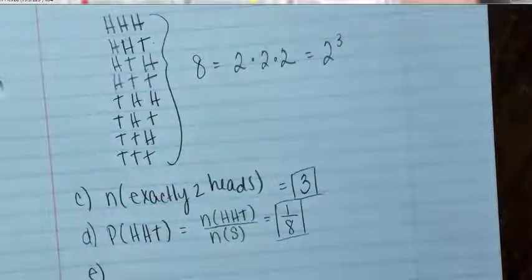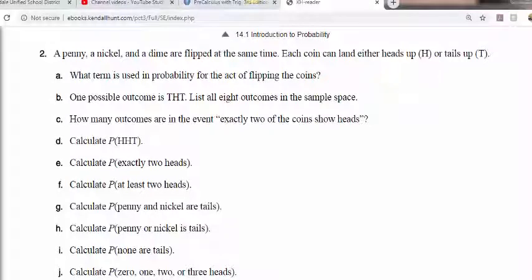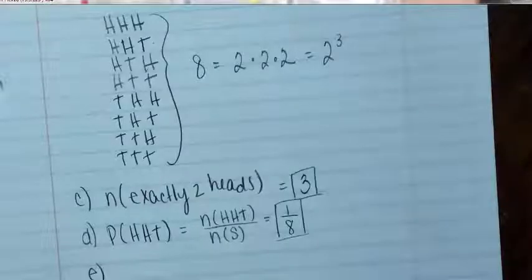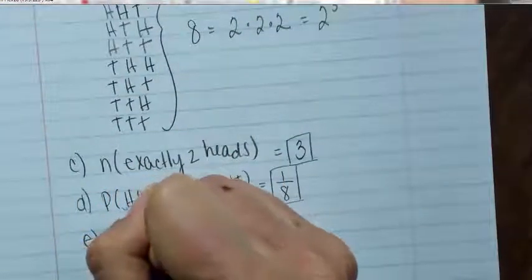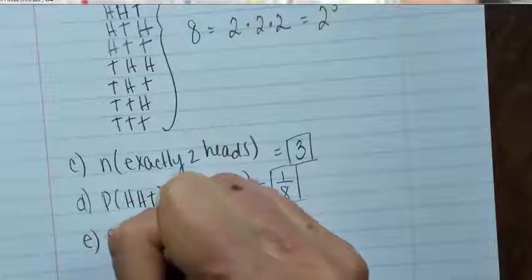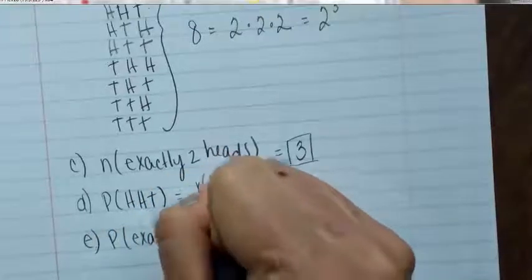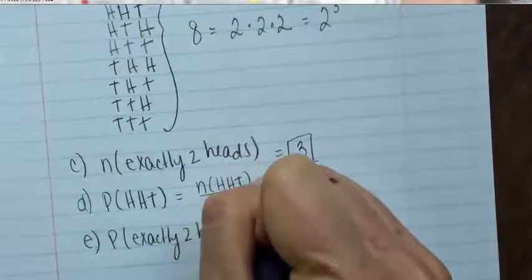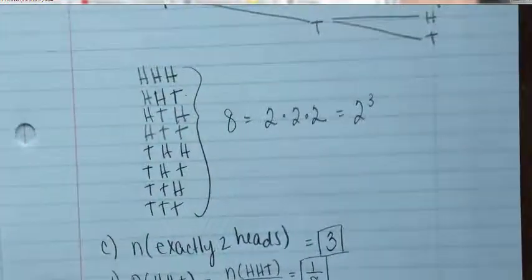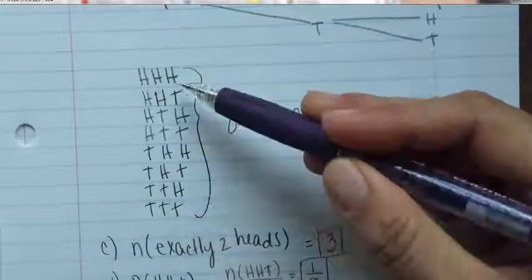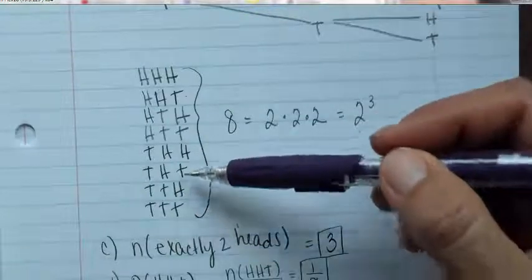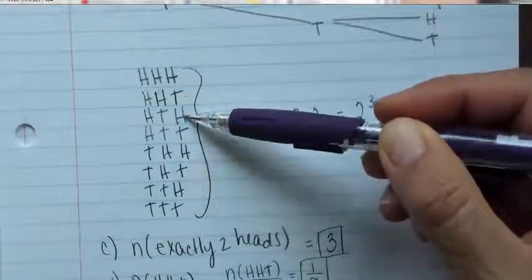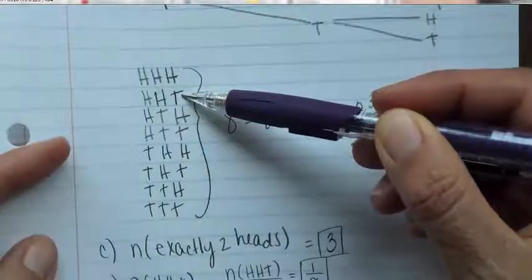Okay, next problem. We'd like to know the probability of exactly 2 heads. Well, let's find how many of these have exactly 2 heads and then put it over the sample space. So let's see, 2 heads here, 2 heads, so 3 out of 8.